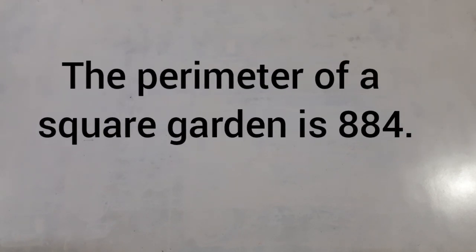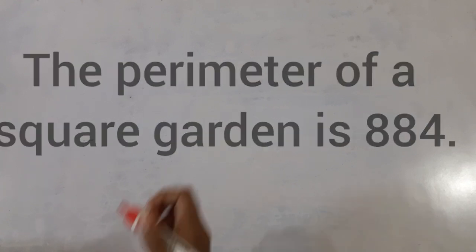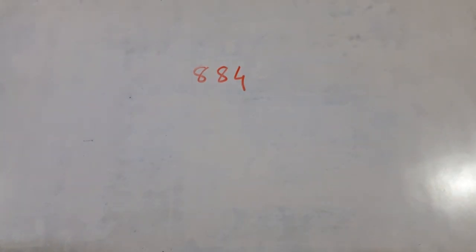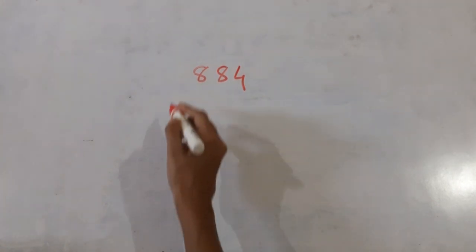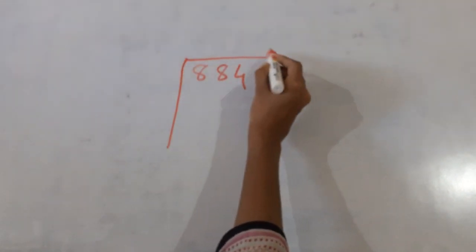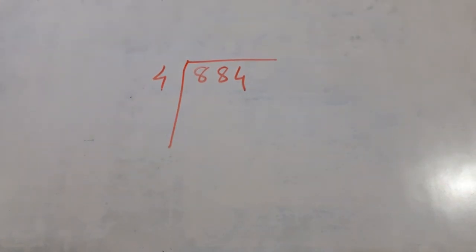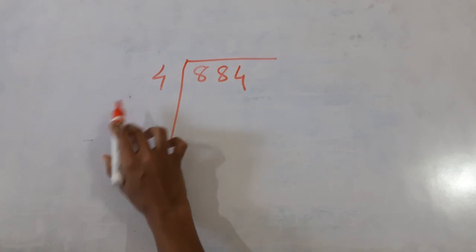Okay. Now we will do one more question. The perimeter of a square garden is 884. And you want to find the length of a side. How many sides are there for a square? 4 sides. It is a square, so every side will be equal. So we want to find one side. Now I am going to divide 884 by 4.